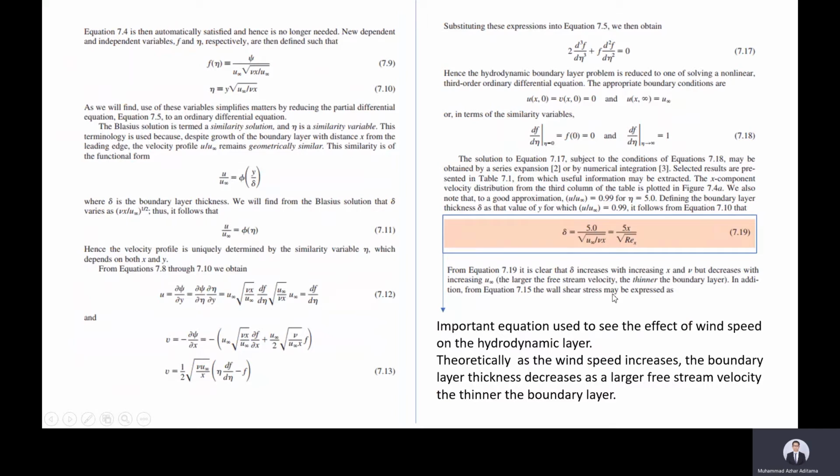This equation is used to see the effects of the wind speed on the hydrodynamic layer. As we can see, theoretically, as the wind speed, or U infinity, increases, the boundary layer thickness decreases, as the larger free stream velocity will cause a thinner boundary layer.